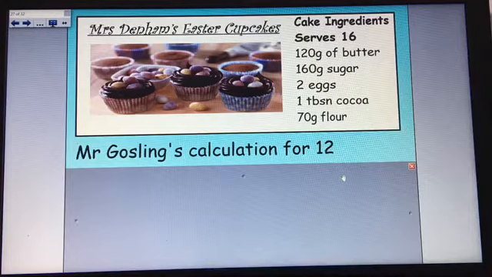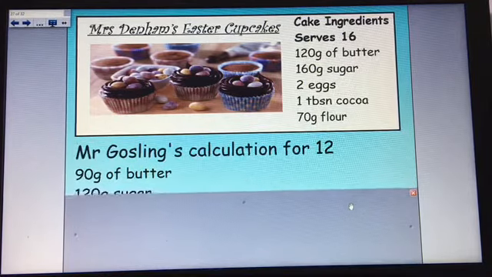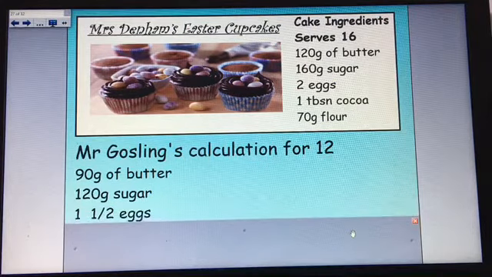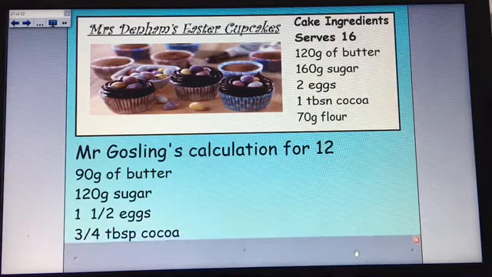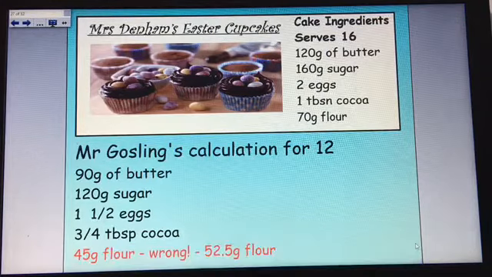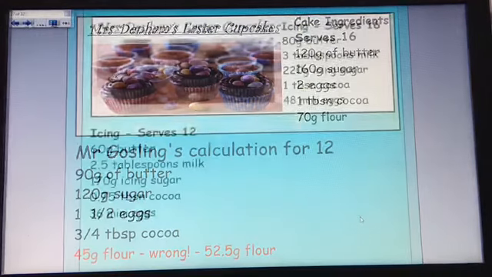So I think that I was right on the 90 grams of butter. I think I was right on the 120 grams of sugar. I think I was right on the 1.5 eggs. I think I was right on the 3/4 of a tablespoon of cocoa. I think I may have got it wrong on the flour. It wasn't 45 grams, it was 52.5 grams.